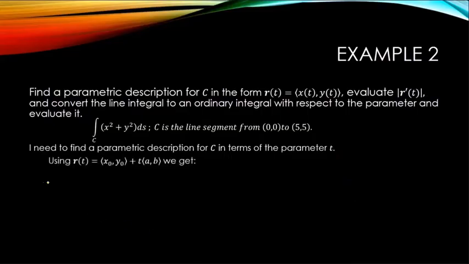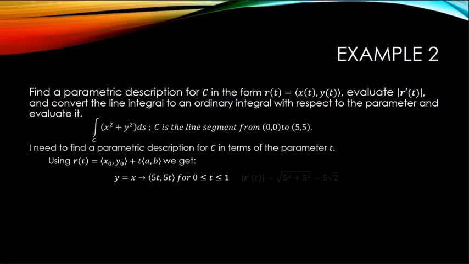I'm going to use the equation for writing r of t as a linear function that we learned in prior work in calculus. r of t is given by the vector x sub naught, y sub naught plus t times the vector AB, where the vector AB is the vector between the 2 points. When I use this with my points 0, 0 to 5, 5, where y is equal to x, I get a vector with coordinates 5t, 5t, where 0 is less than or equal to t, which is less than or equal to 1.